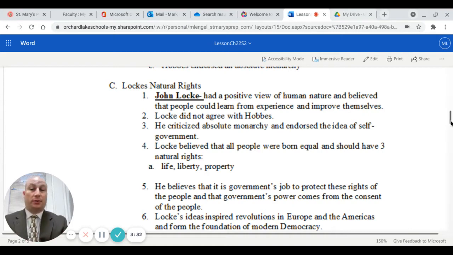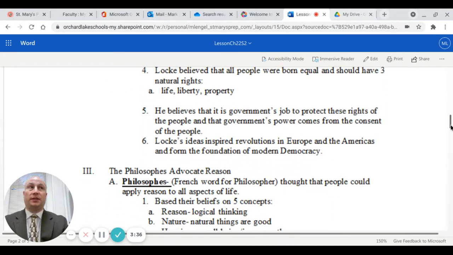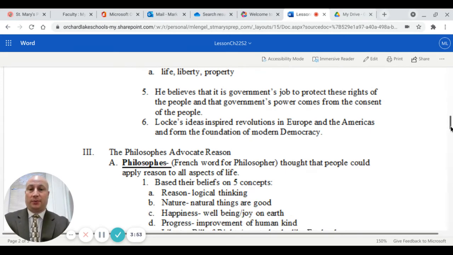Locke believes that all people are born equal and should have three natural rights. He believes those rights should be the right to life, liberty, freedom, and property, the right to ownership. He believes that it's government's job, and really its only job, to protect these rights of the people, and that government's power should come from the consent of the people.